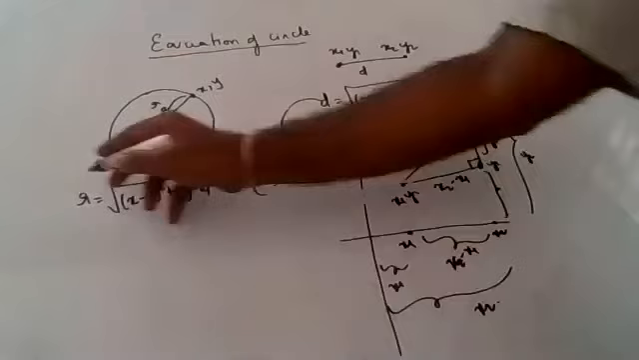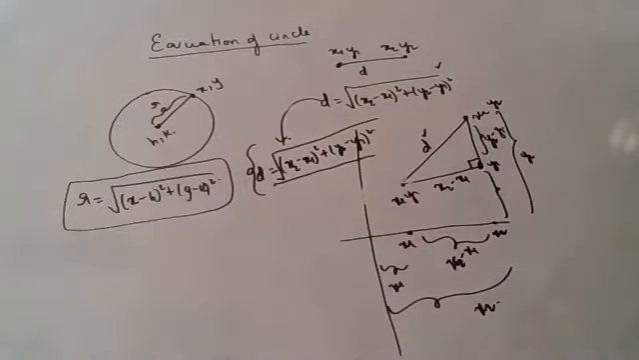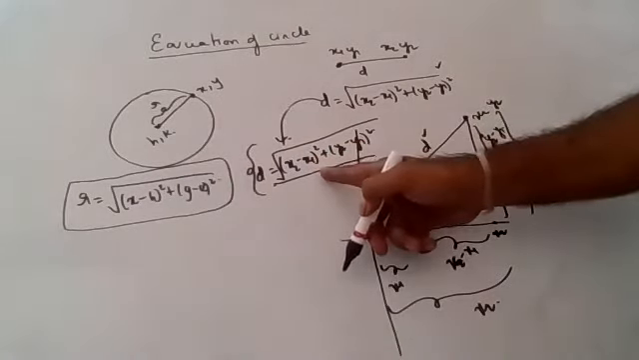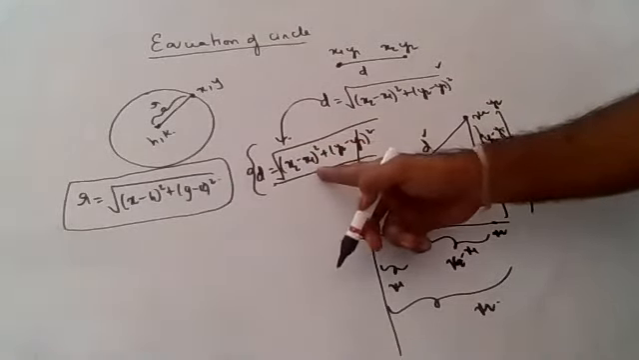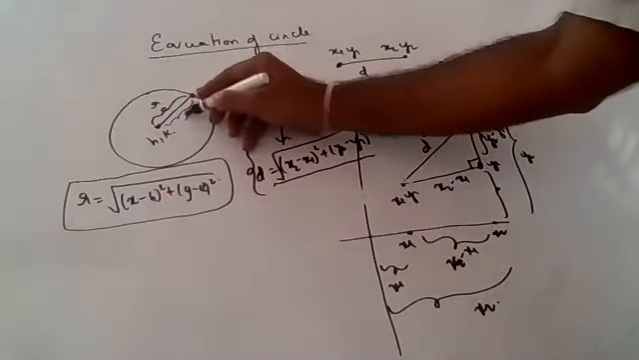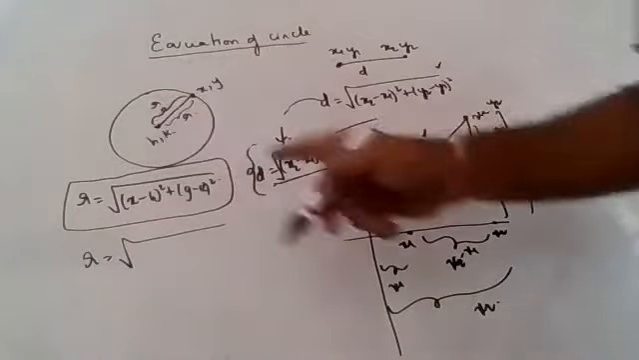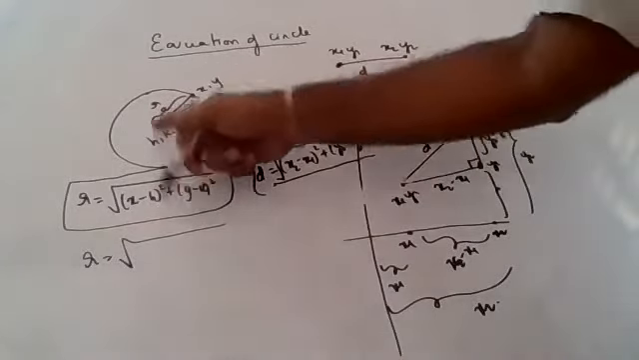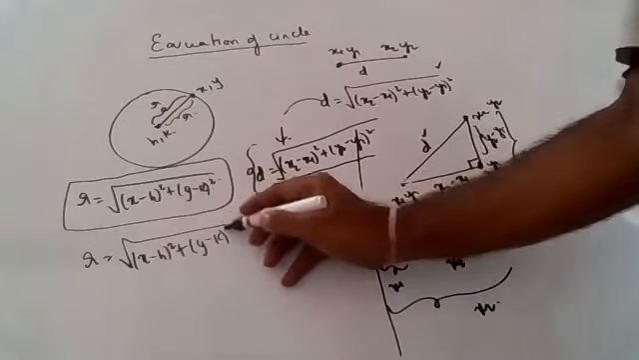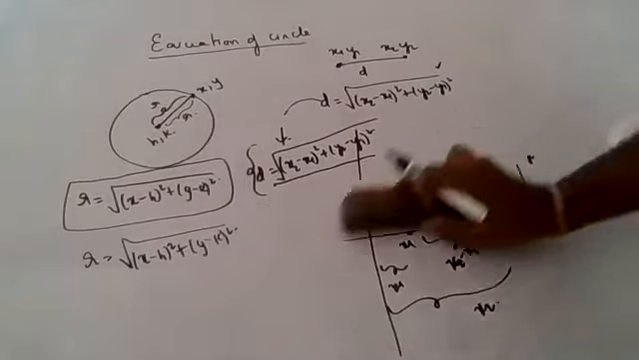Children, this is the equation of the circle when the center is given. From where did I get this formula? From the distance formula which we use in straight lines. This is the straight lines distance, and this is the equation of the circle. The radius is given by under root of x minus h whole square plus y minus k whole square. I hope you all understood, children, from where we got this formula.